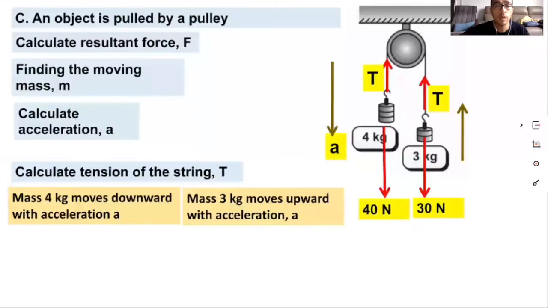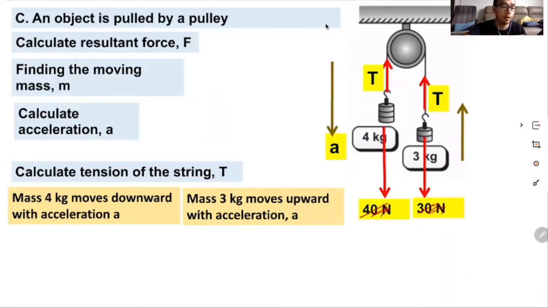Hi everyone. Firstly, I want to apologize because just now during our class, in this pulley question, I made a mistake. I overlooked certain things. So this is the correction video. Let's take a look at this. First of all, we have the same situation as we saw just now: 4 kilograms and then 3 kilograms, but our weight is a little bit different now.